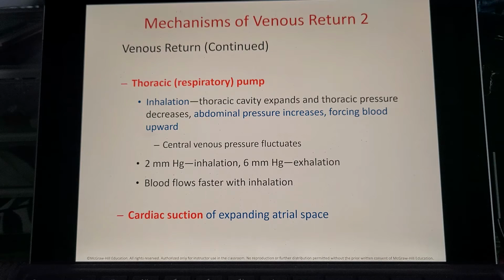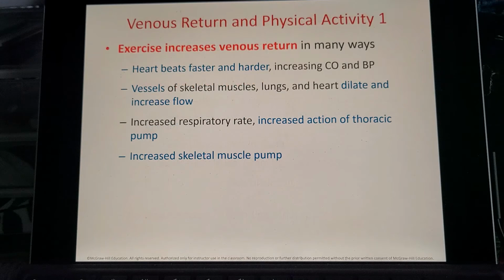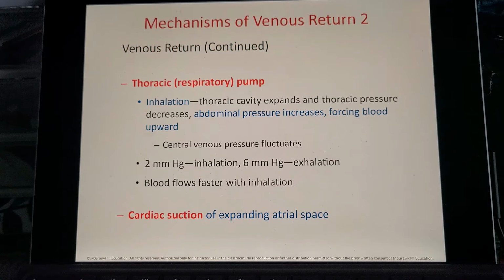And then the last one, I think, is your cardiac suction. Next one is cardiac suction. So as your atrial muscle relaxes, it increases the volume. That's going to decrease the pressure. And so the blood's going to go down its pressure gradient and into the atria. So this is going to be similar to how you see your respiratory system work with your movement of air, where an increase in volume will decrease the pressure. And so that allows for air to fill in your lungs.